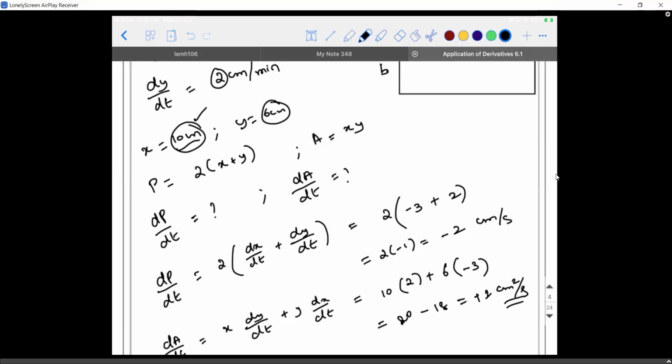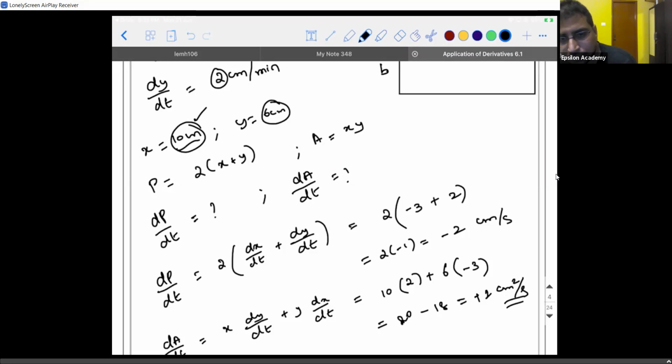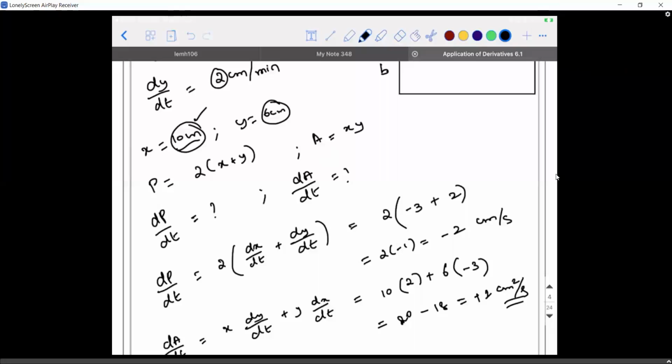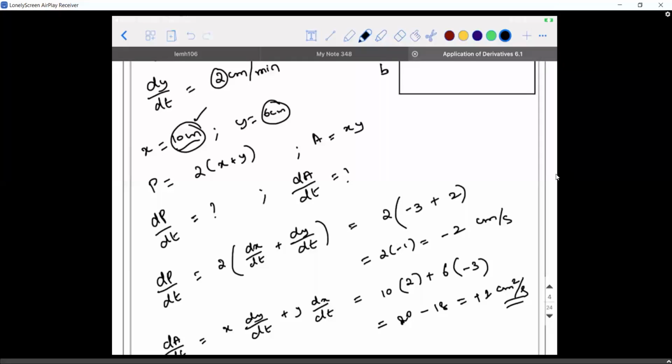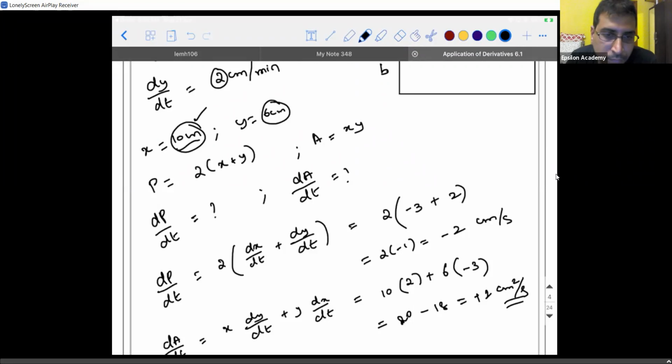Sir, in that last step for dA by dt, can you explain why x into dy by dt? Chain rule. But here we're differentiating with respect to t only, sir. So then dx by dt, chain rule. Actually, it is the product rule. Product rule and chain rule combined. Actually, I can say it's the product rule only: x into dy by dt plus y into dx by dt.